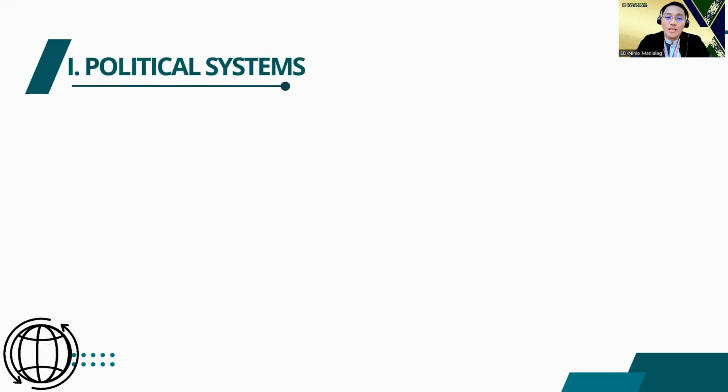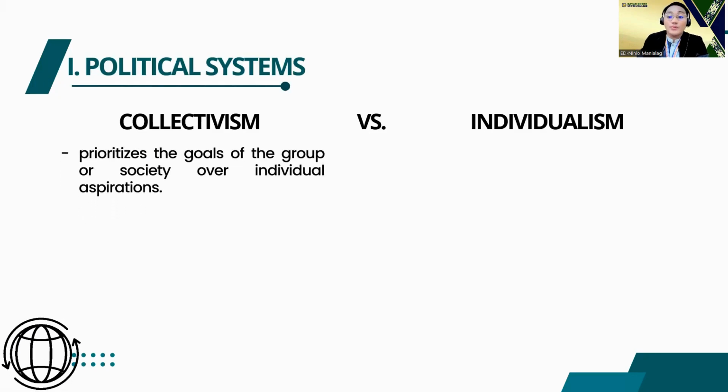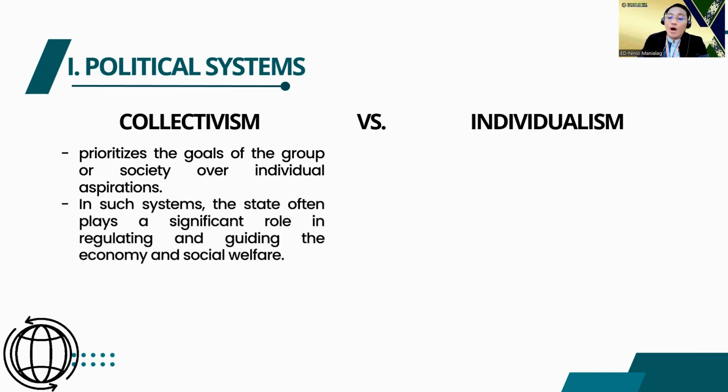Now let's start with political. Let's discuss types of political system. We have collectivism versus individualism. When we say collectivism, this prioritizes the goals of the group or society over individual aspirations. In such a system, the state often plays a significant role in regulating and guiding the economy and social welfare. Now, these ideologies argue the collective well-being leads to a more harmonious and equitable society.